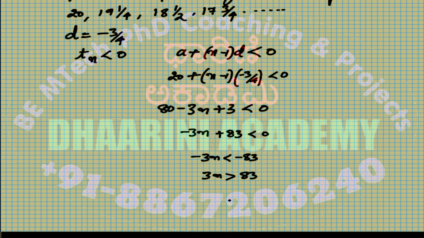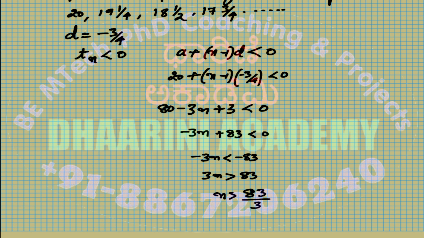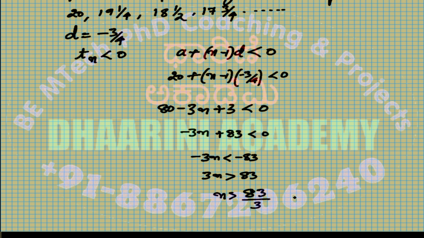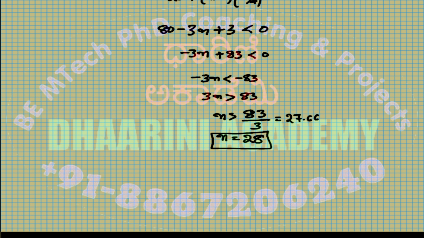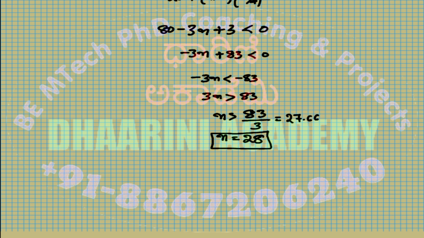Therefore, n should be greater than 83 divided by 3. So this has to be the closest next integer. If you do the calculation, 83 by 3 is actually 27.66, and n should be greater than this. So let us approximate n to 28, because n has to be an integer. Since I want n as an integer value, I'll take the next number. It has to be greater than, so 28.